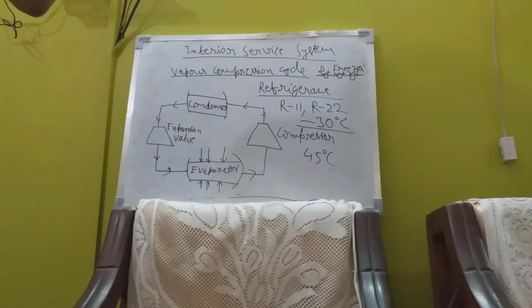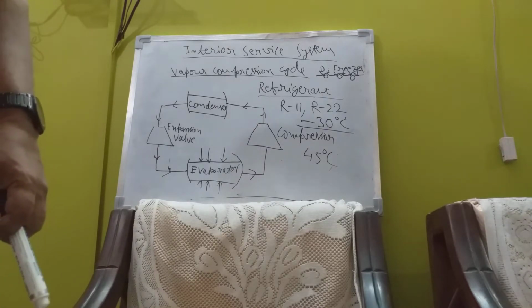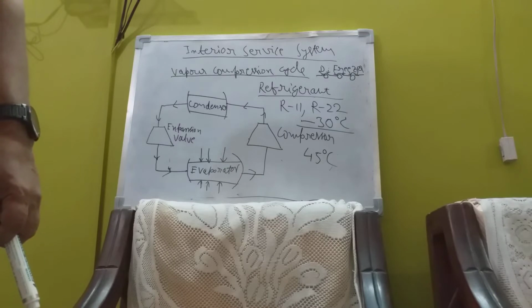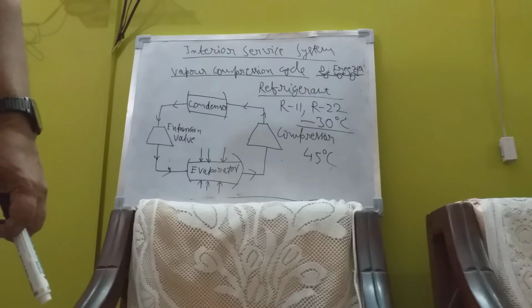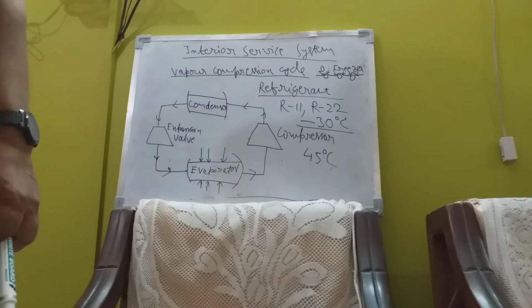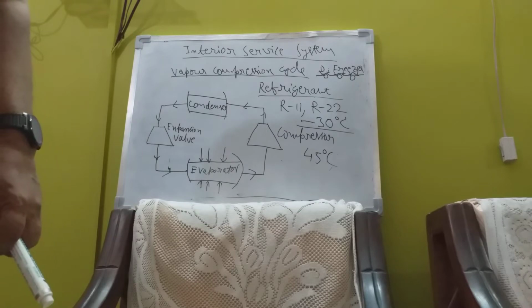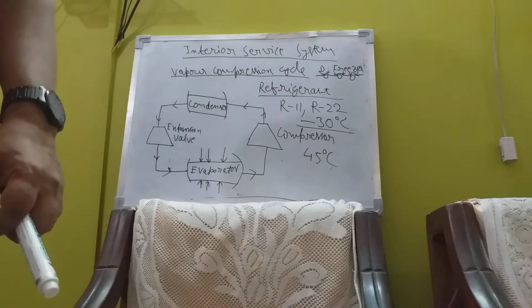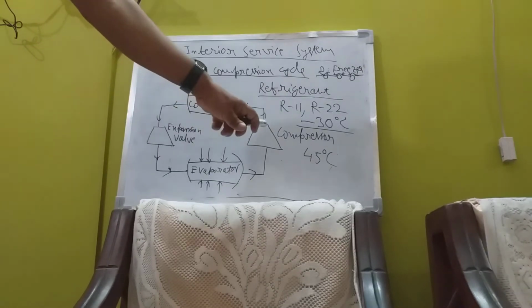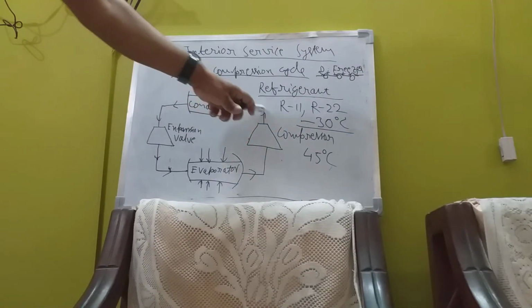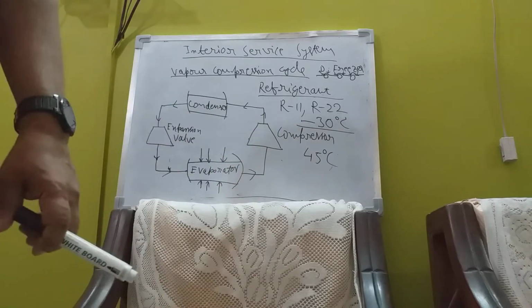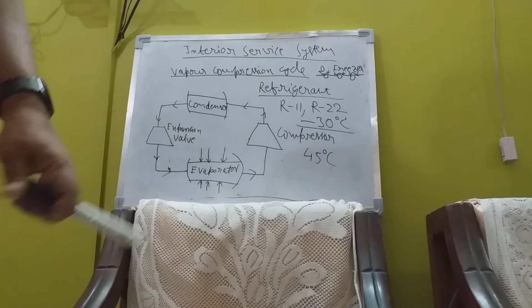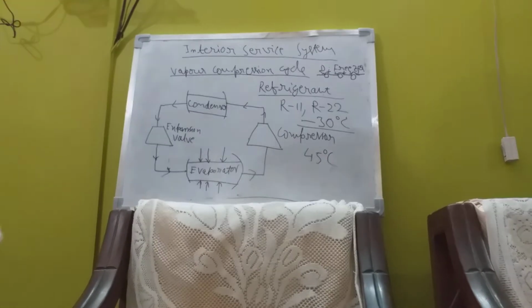Like in our body, the blood is pumped throughout the whole body by the heart, which is situated on the left side of our body, in the chest. The heart pumps blood throughout the whole body and the blood gets circulated. Similarly, this compressor pumps the liquid throughout the whole system. Try to understand that.